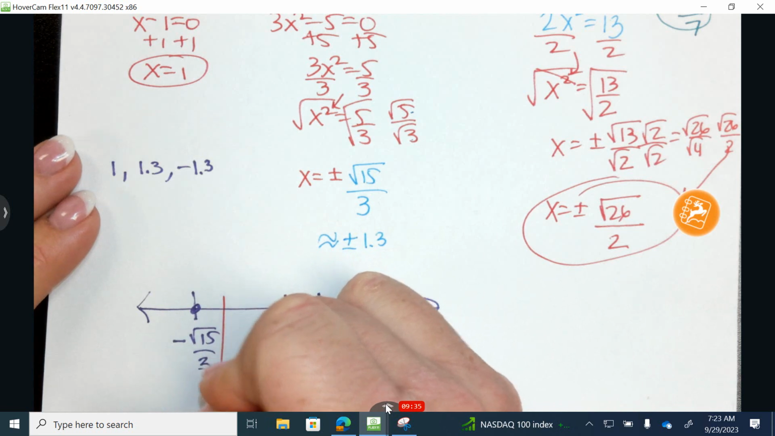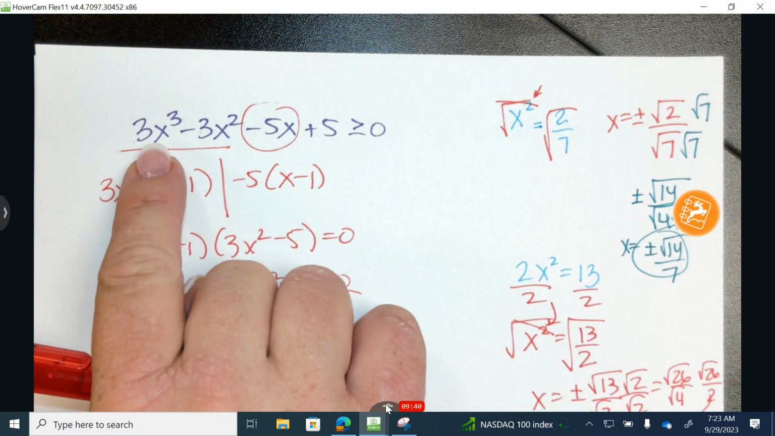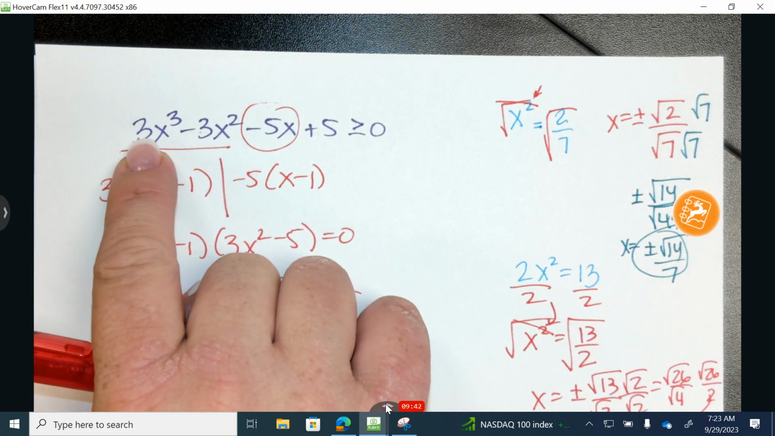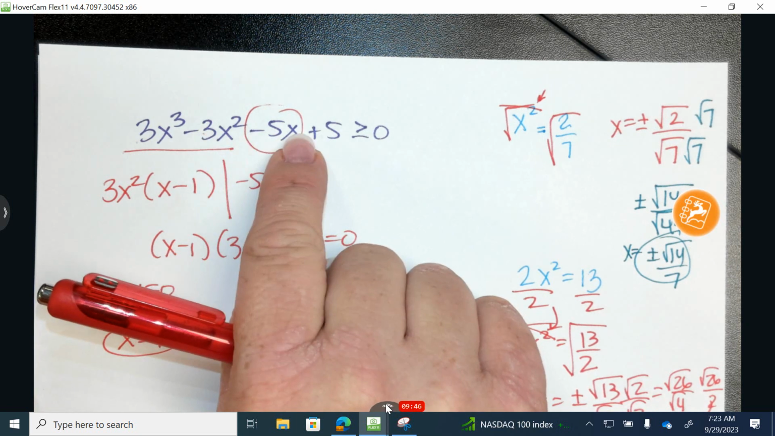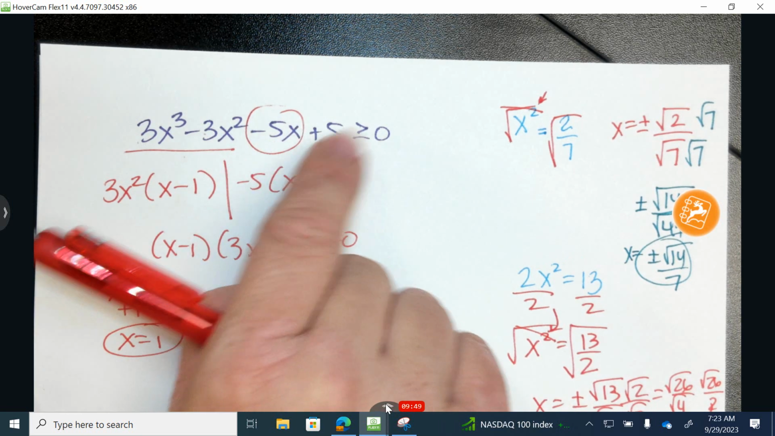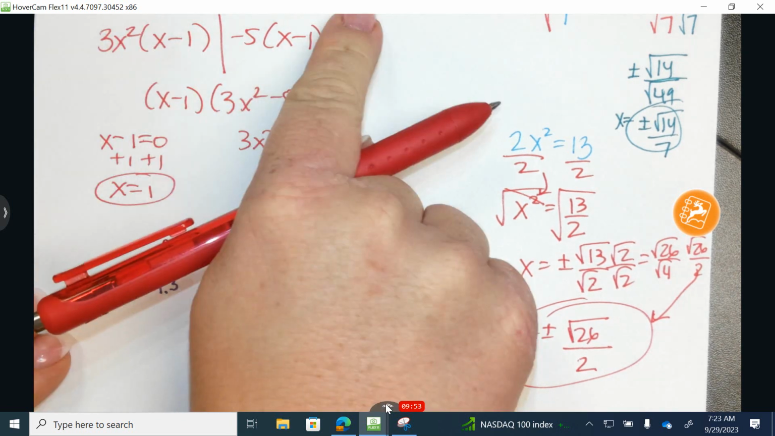I know 0 is in between here, so I'm going to plug in 0, and I think I can do it using mental math. 0 cubed is 0, 0 times 3 is 0. 0 squared is 0, 0 times anything is 0. So I have 0, 0, negative 5 times 0, 0. So I have 0, 0, 0, plus 5. So when I plug in 0, I get the statement 5 is greater than or equal to 0.